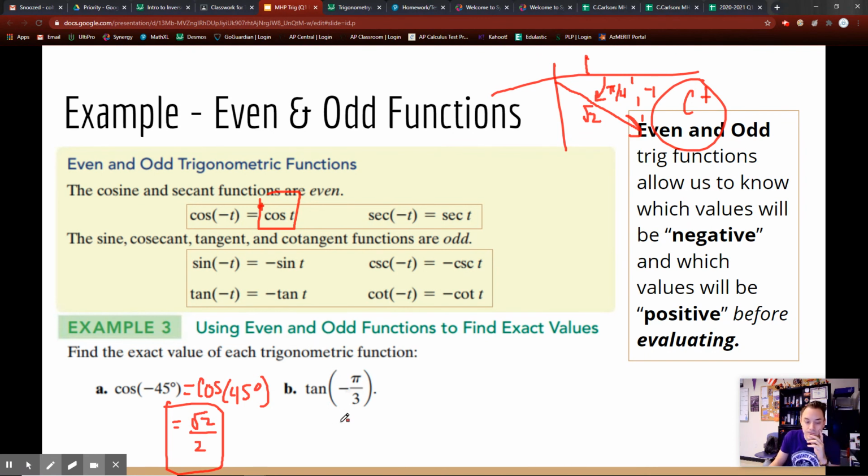Now tangent, since it's an odd function, what this means is it's going to be negative tangent, following my formula here, negative tangent of whatever that angle is, pi all over 3. Now, pi all over 3, you can look on your unit circle, you can look on the trig table of common angles, or you can evaluate it just by using pi all over 3.